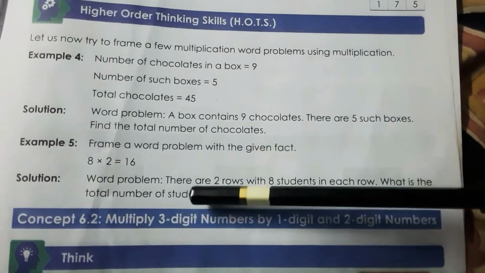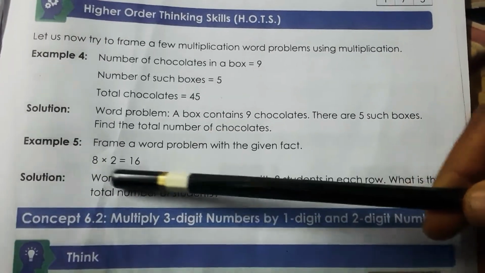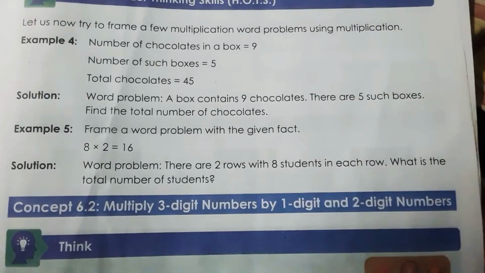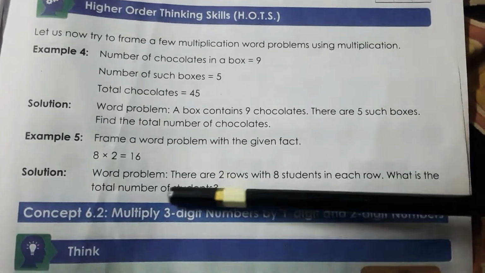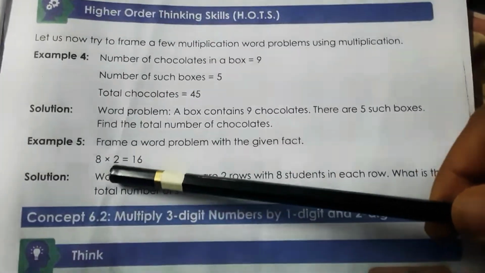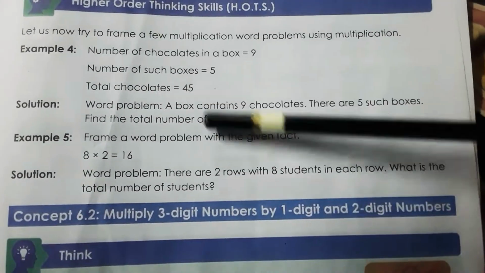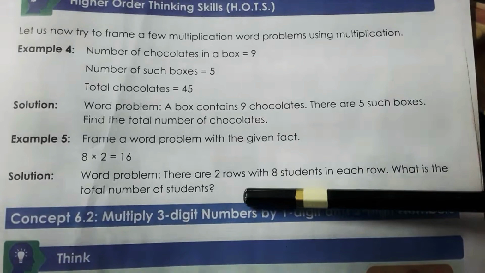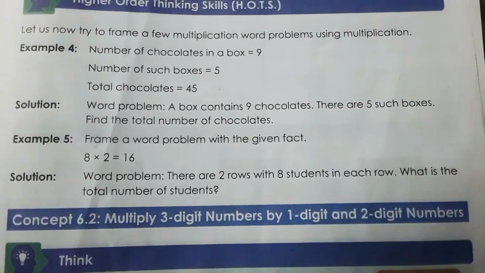Now, look at the next one. Frame a word problem with the given fact. 8 into 2 is equal to 16. Only this much is given. You can, with your own imagination, frame the question. Okay. So, here 8 times 2 is 16. That is given. So, here it is given there are 2 rows with 8 students in each row. What is the total number of students?